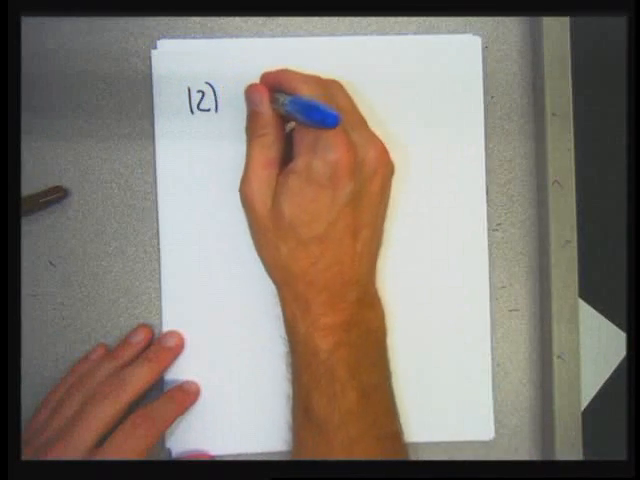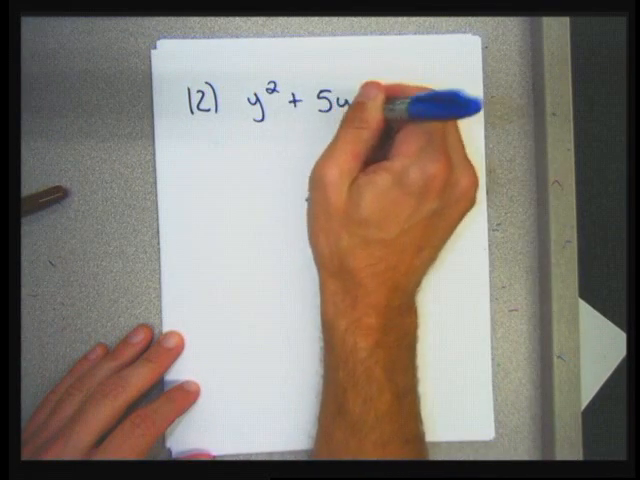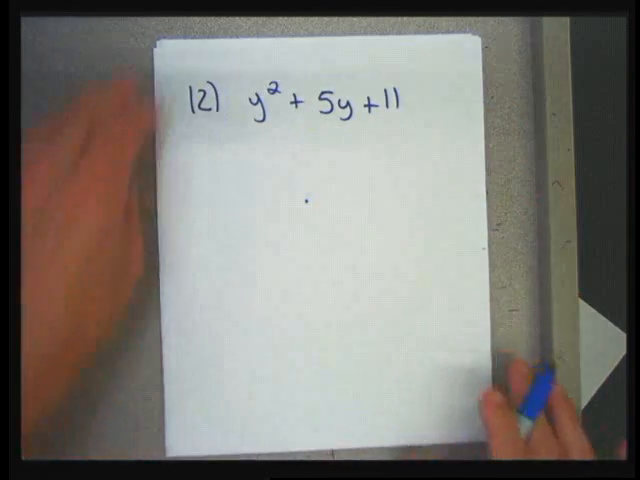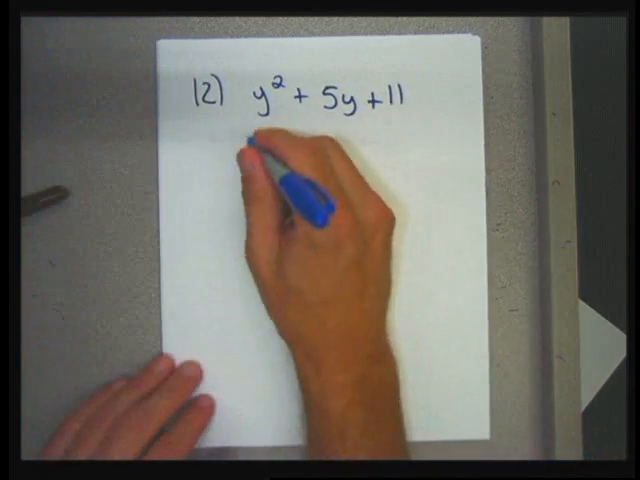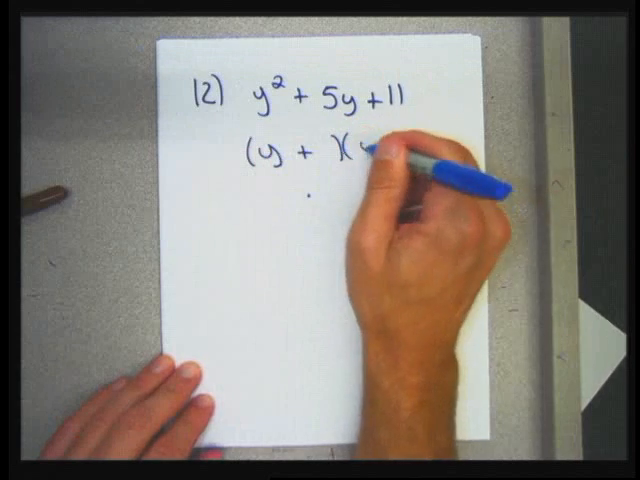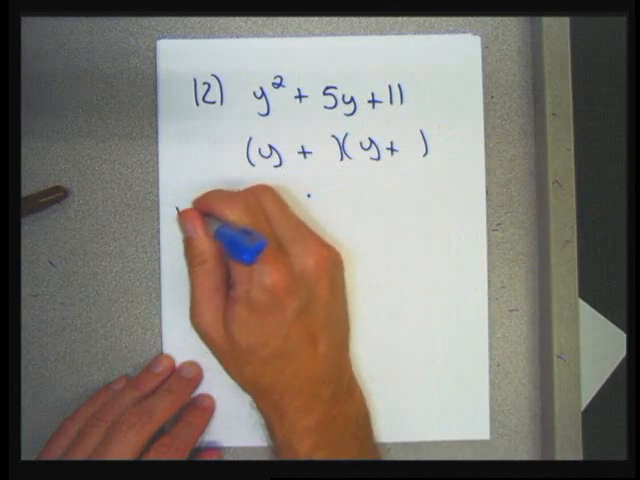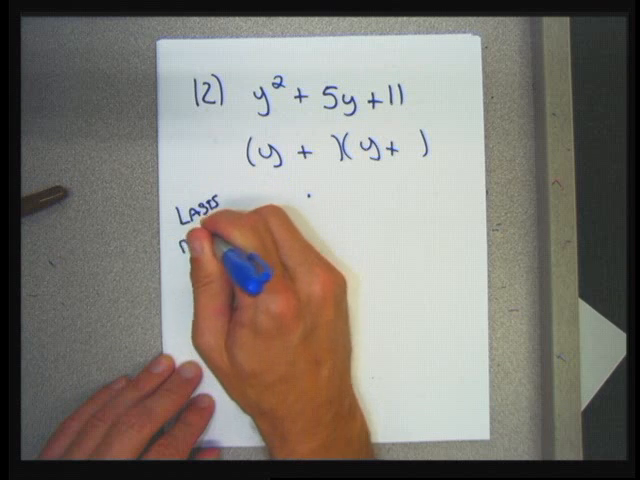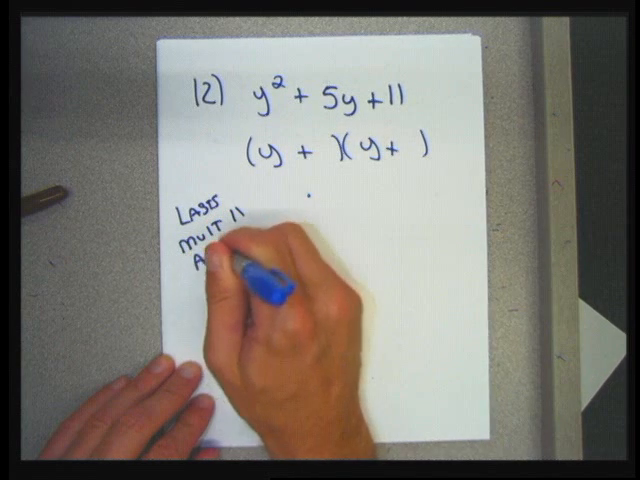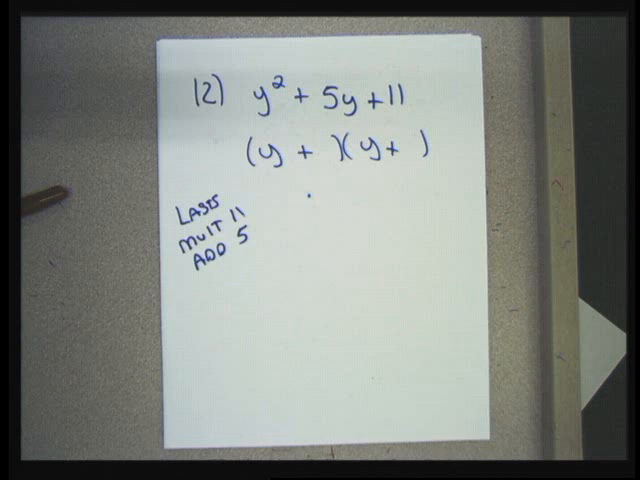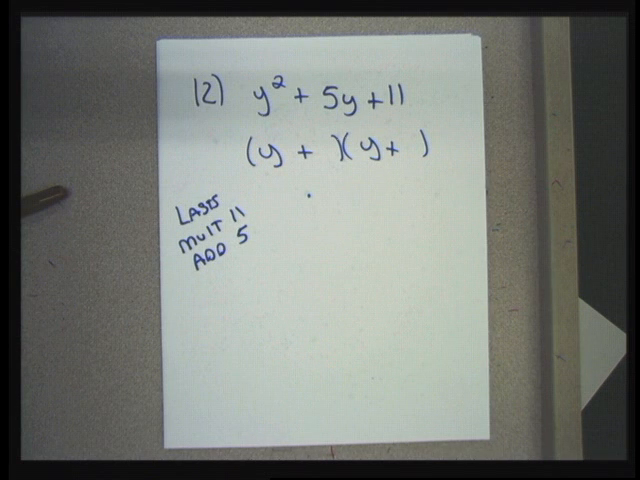12 is tricky. So 12 gives me y squared plus 5y plus 11. I know that my firsts are a couple of y's. I know that my signs are a couple of pluses. My lasts need to multiply to 11 and add to 5. If you can't find lasts that do what they have to do, then it's prime.